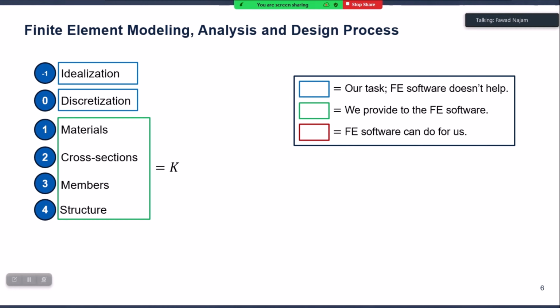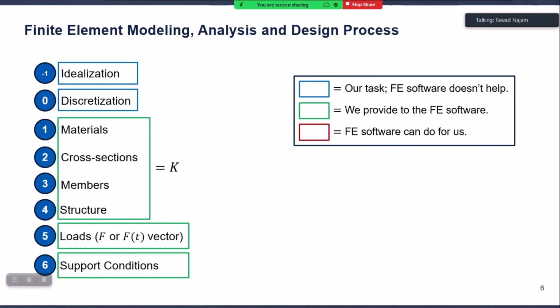So these two steps obviously you have to do yourself. And then the green part starts actually, which is the properties which we provide to the program while modeling. So again, I divide them into four parts: material, cross section, member, and then full structure. So while you are performing all those activities or definitions, what you are essentially doing is you are providing the global K matrix of your structure to the program, and then you apply load.